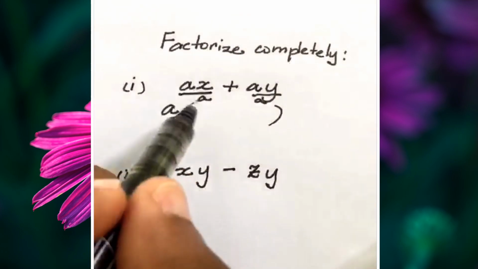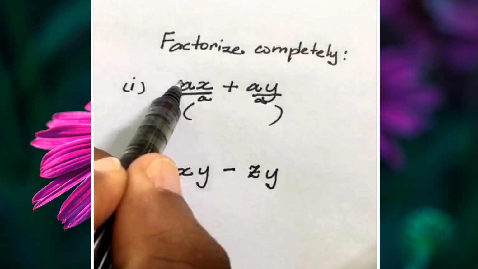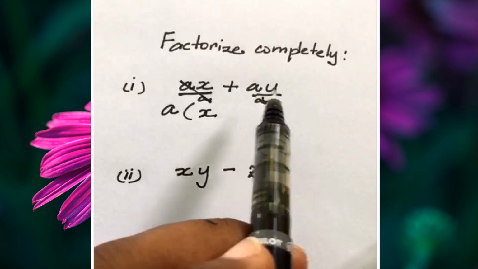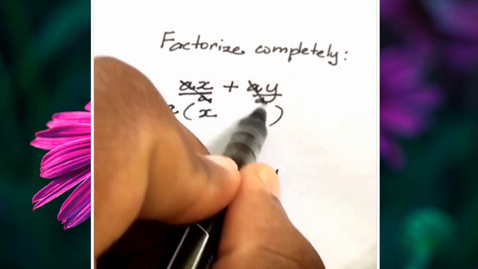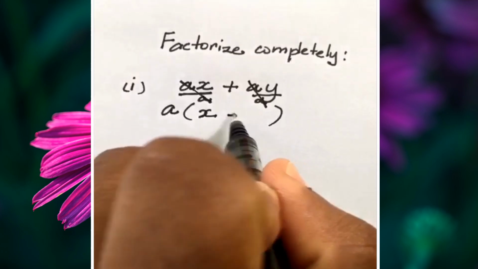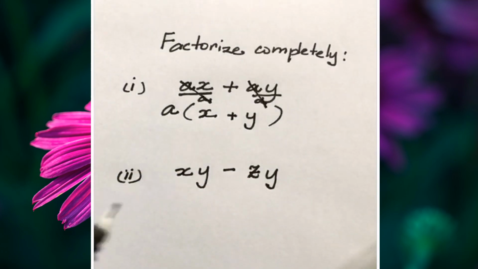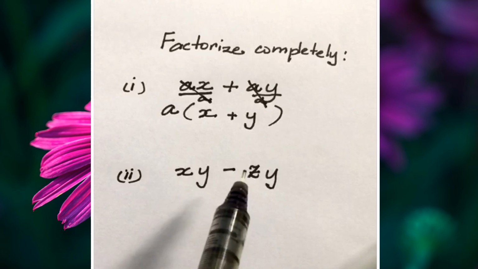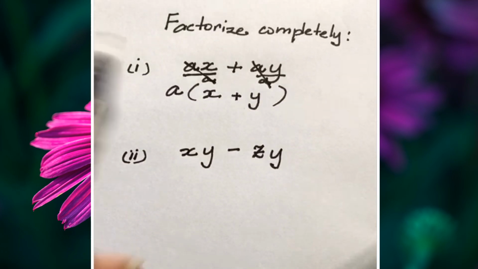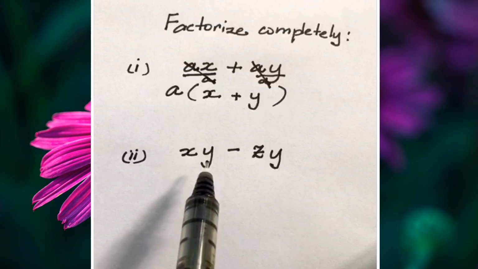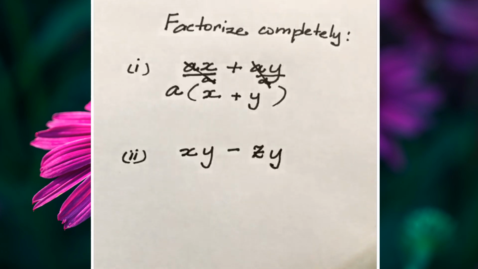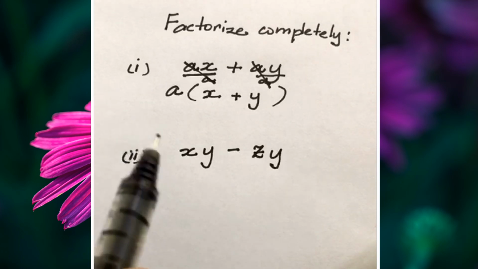So let's go. This ax divided by a will cancel here, leaving us with just x. And this positive ay divided by a will cancel that, just leaving us with this positive y. So when I factorize ax plus ay, I will end up with a bracket x plus y bracket. Let's look at this last one. What is common between xy and minus zy? When you sound it out, the answer kind of comes straight to you. So what's common is this y.